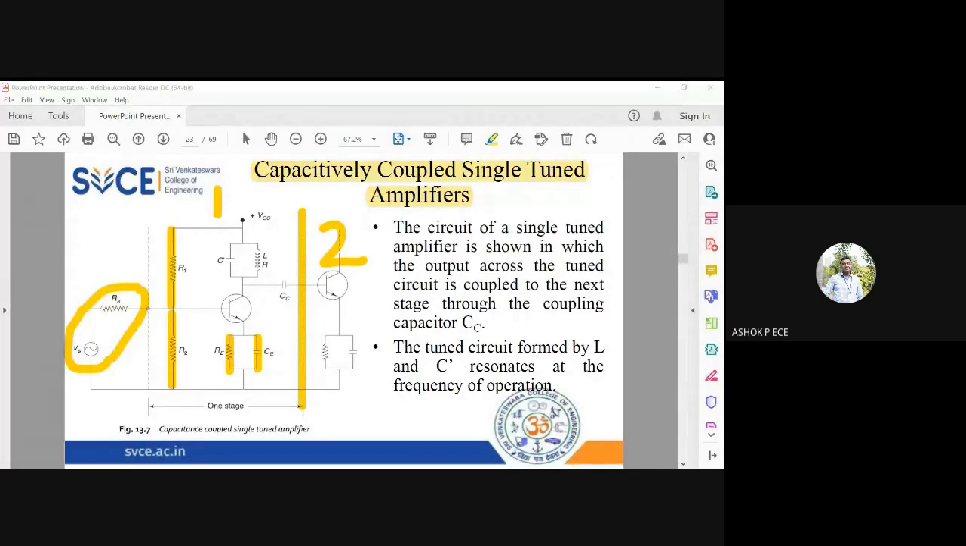I hope the reason for naming the amplifier is very clear now. It is just like a conventional common emitter amplifier, where we use coupling capacitors at the input and output. In the same way here, for connecting different stages of your tuned amplifier, I'm going to use a coupling capacitance CC, and hence the name capacitively coupled single tuned amplifier. Okay, that is what is explained here.